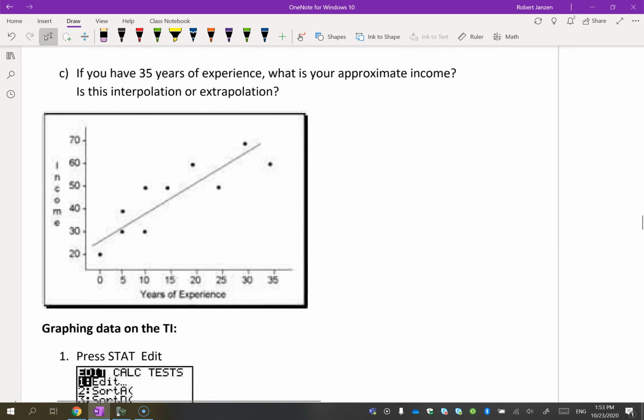Let's try an extrapolating question. So here it says if you have 35 years of experience, here's 35. Let's draw that. Where would that cross the line? Looks like it's about here. You should use a ruler if you were doing this. If we connect that, that looks like your income would be approximately 71. I'm assuming that's 71,000. It doesn't say that on the graph, so we'll just leave it as 71. This is called extrapolation because it's past all the existing data.